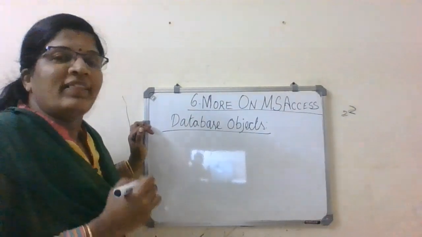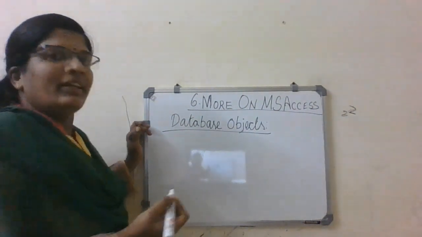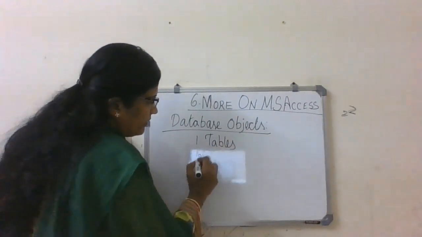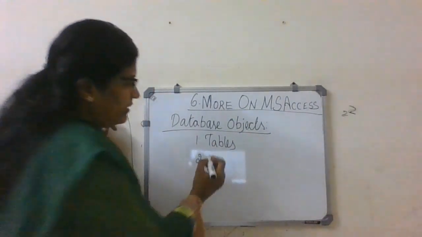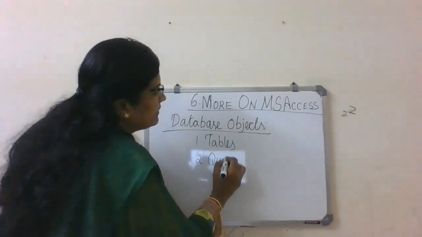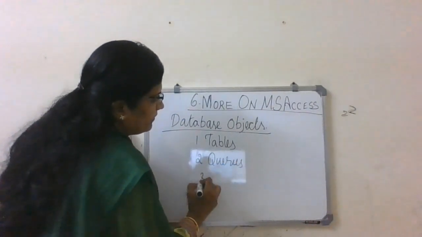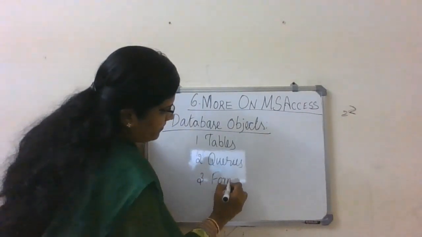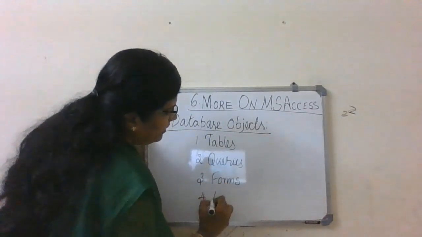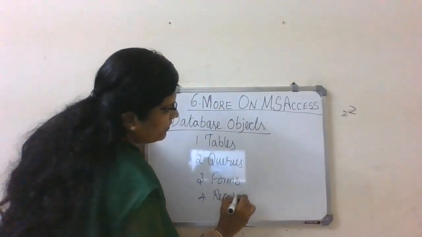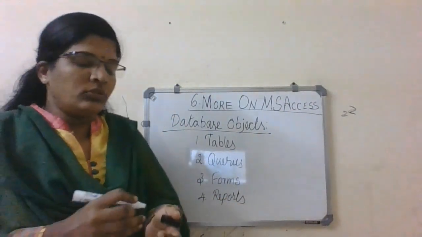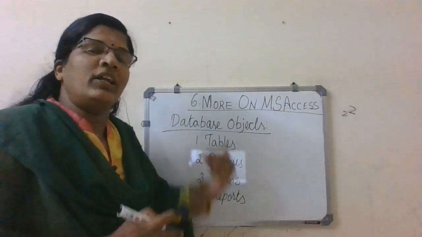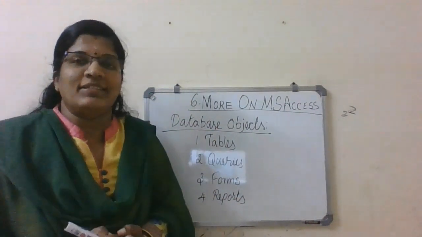So can you repeat it? What are the database objects? Yes, the first one is tables. The second one, queries. Third one, forms. Fourth one, reports. And macros also there and module is also there. We are going to talk about only 4 objects in MS Access.